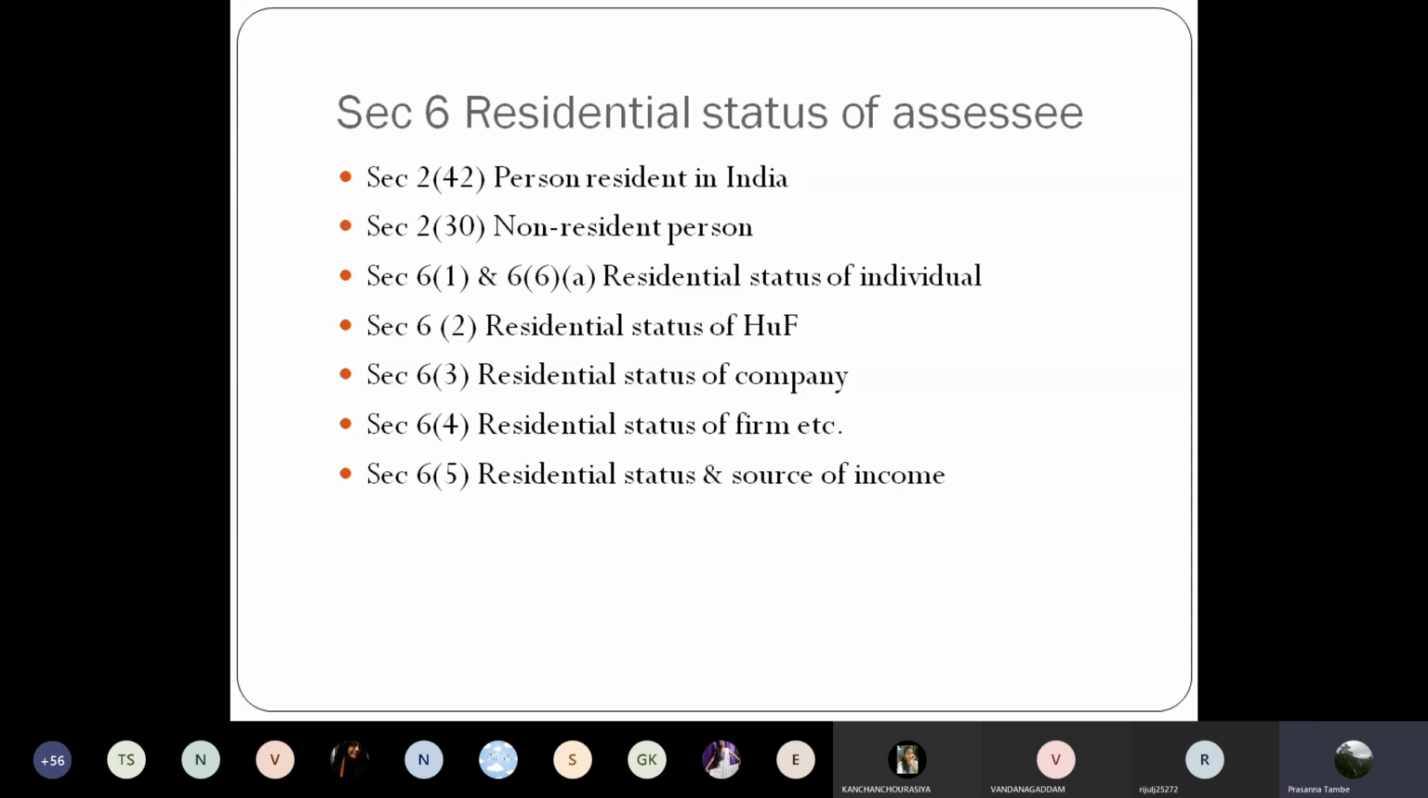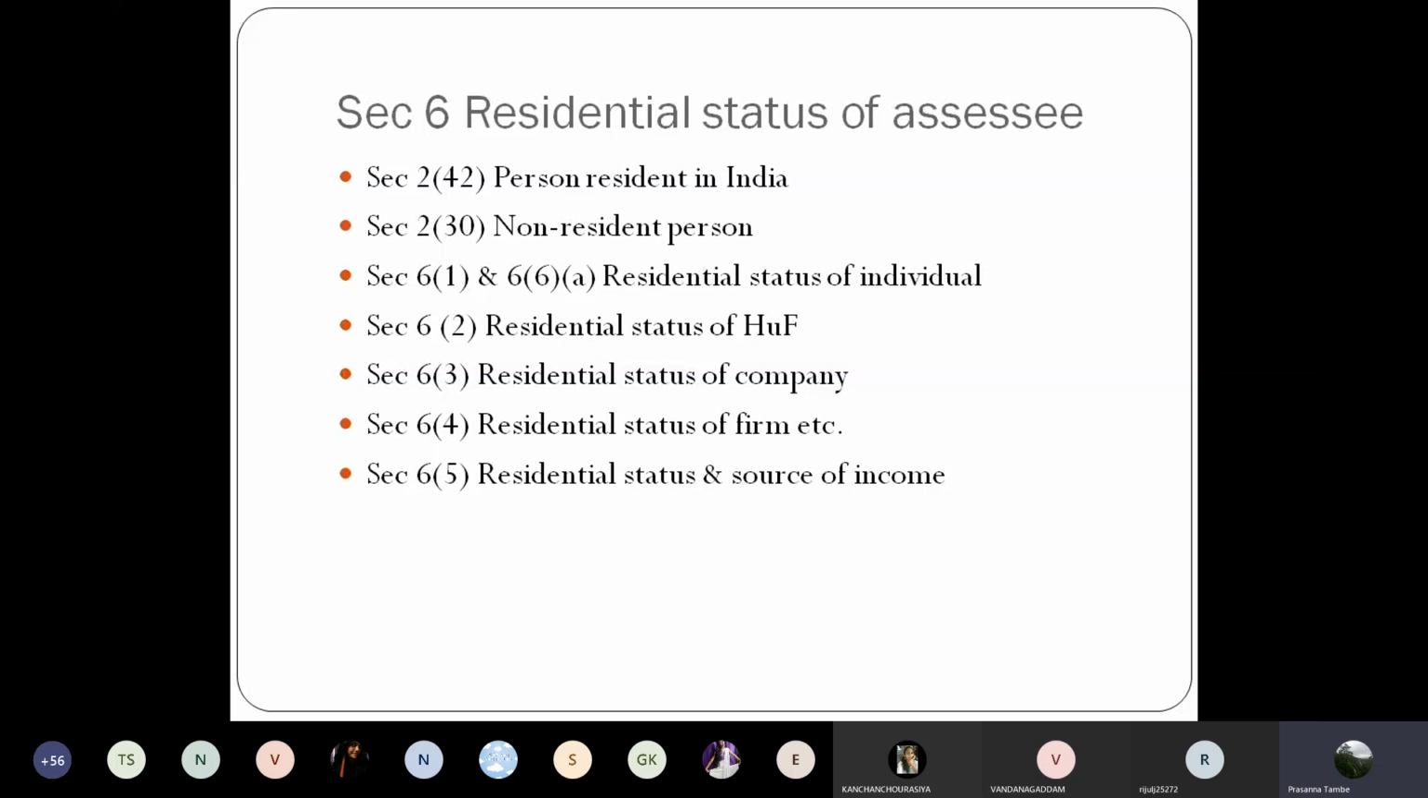Now, when you think of 6(1) and 6(6)(a), basically for an individual, it all depends on the period of stay in India, how long a person has stayed in India. That's how the residential status of an individual is established. So section 6(1) tells you some conditions which are based on the number of days which you have spent in India. If you have spent X number of days in India, then you become resident, non-resident, whatever. Those kinds of provisions exist in 6(1). 6(6)(a) gives you one more category of resident individual, and that also we will see.